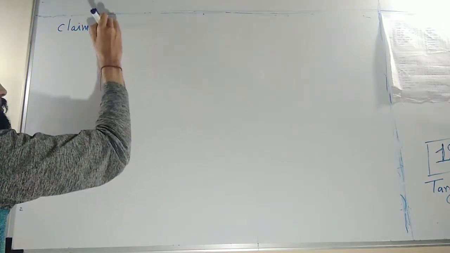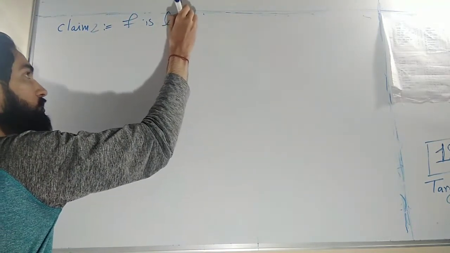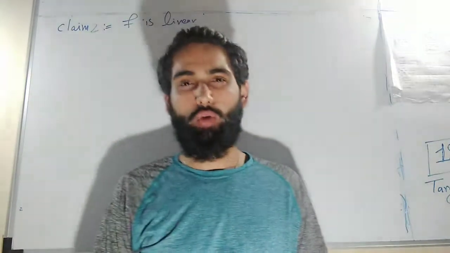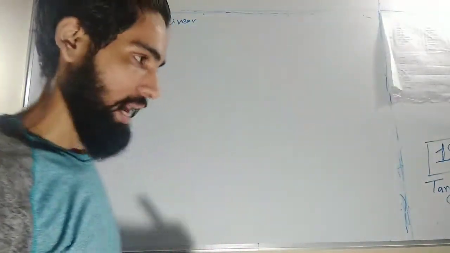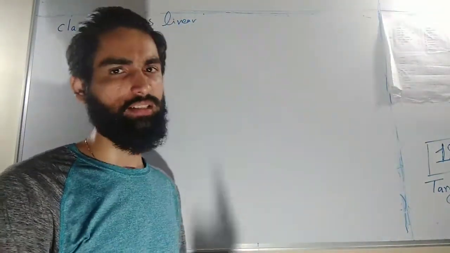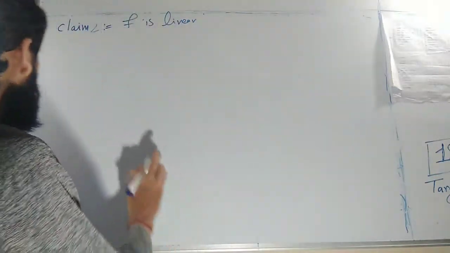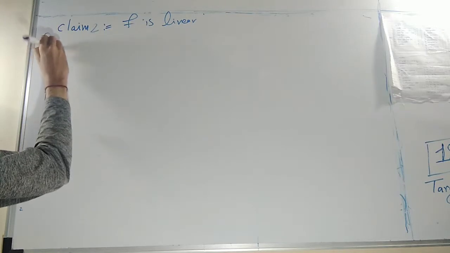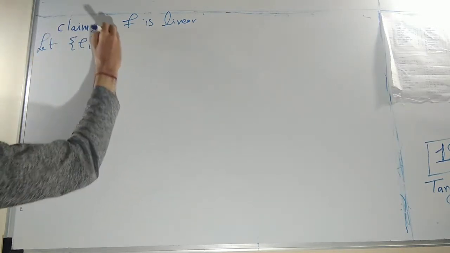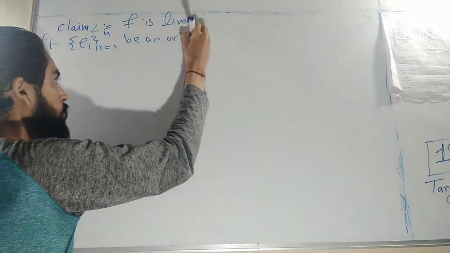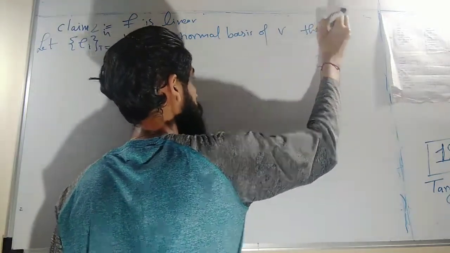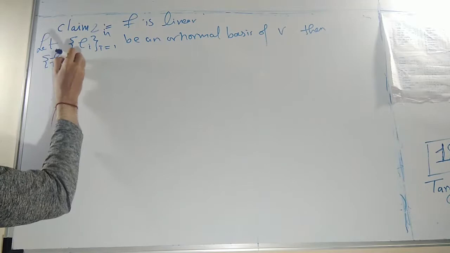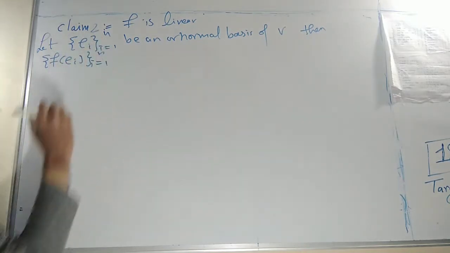So my claim 2, f is linear. So f is linear means what? I want to prove f of alpha x plus y is equal to alpha times f of x plus f of y. Okay. I know something about f of 0 is 0, it preserves distance, it preserves inner product, those are the things that I know. How will I start? Let my ei, i running from 1 to n, be an orthonormal basis of V. Then what can you conclude about this f of ei, i running from 1 to n?